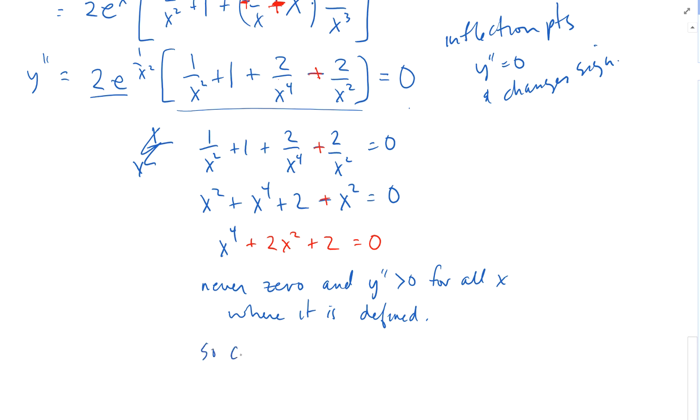So concave up from negative infinity to 0 and 0 to infinity, and no inflection points. And I think that answers everything. Okay, sorry about that little hiccup, but that happens and we're good to go.